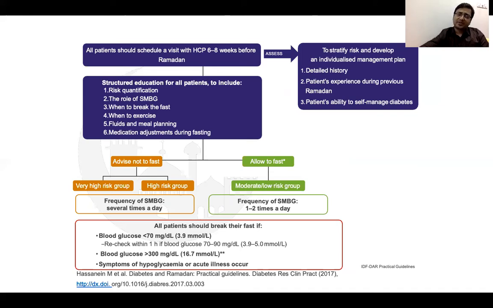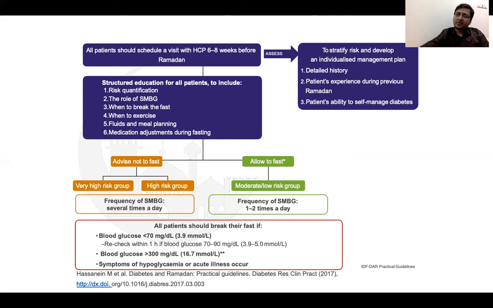After proper assessment, a detailed history, medication history, what kind of medications they are taking, and the exact timing are very important. If they are allowed to fast, and are in the moderate to low risk group, then self-monitoring of blood glucose should be done 1 to 2 times a day, and if they feel any symptoms of hypoglycemia, they should check their blood glucose level without delay. In very high risk or high risk groups, self-monitoring of blood glucose several times a day should be done to avoid deadly hypoglycemic or hyperglycemic complications like DKA.